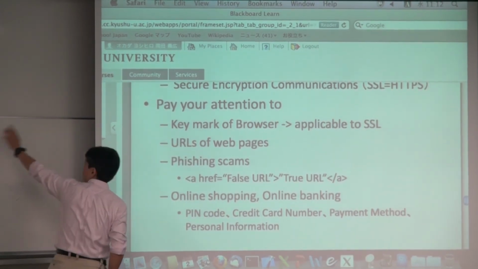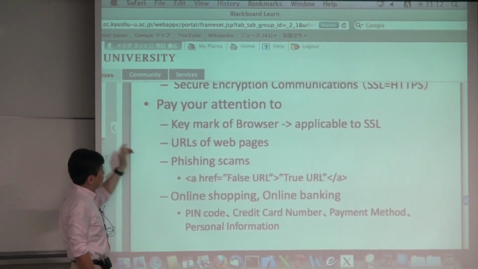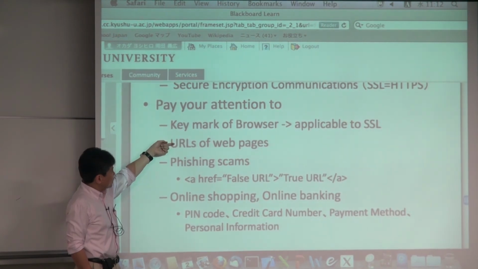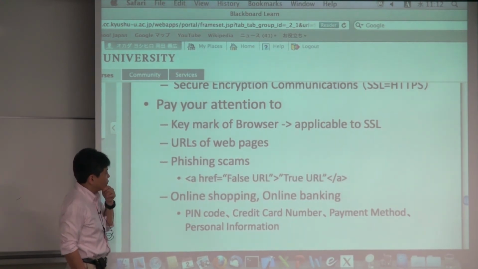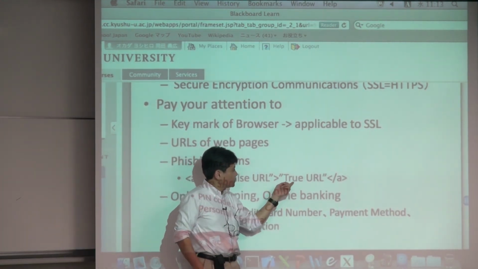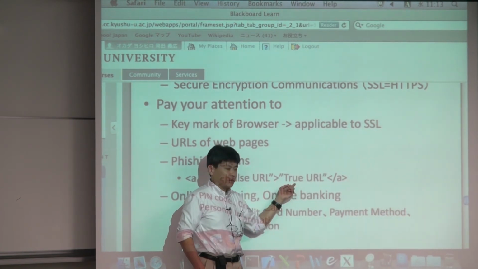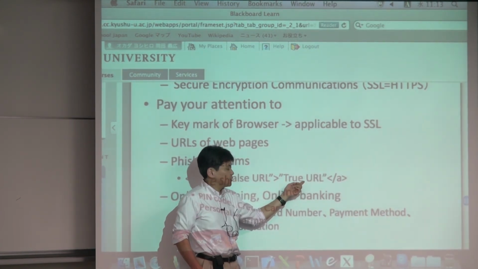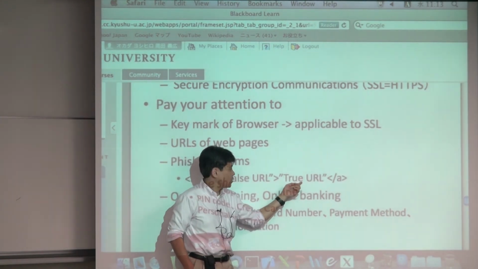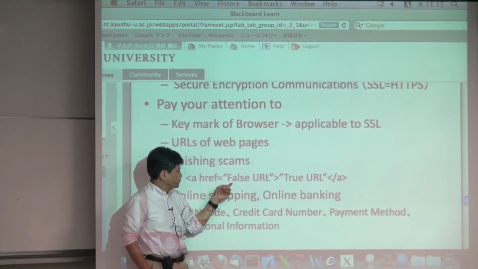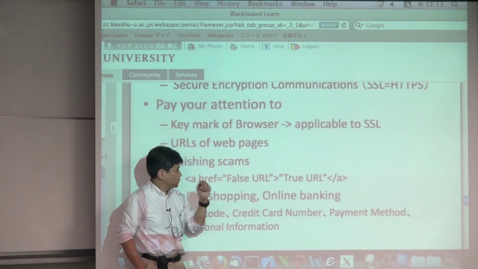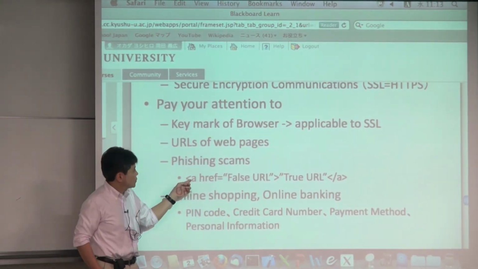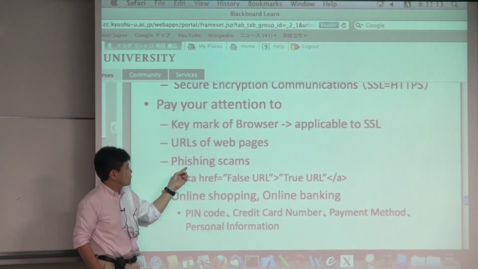So this is the same as shown here. URL of web page and phishing scam. This is also very dangerous. Okay. So the actual text that appears is what you can see located here. However, the actual reference URL is here. So this is an example of a phishing scam.